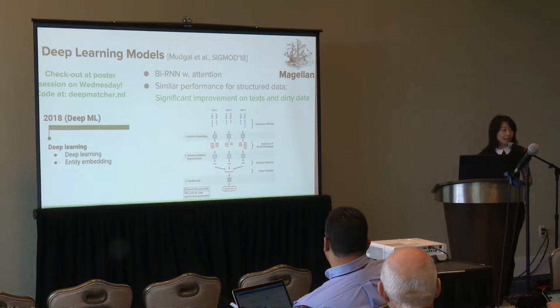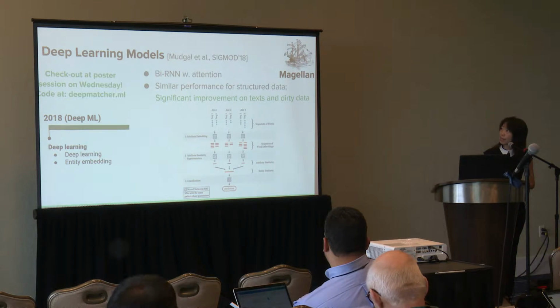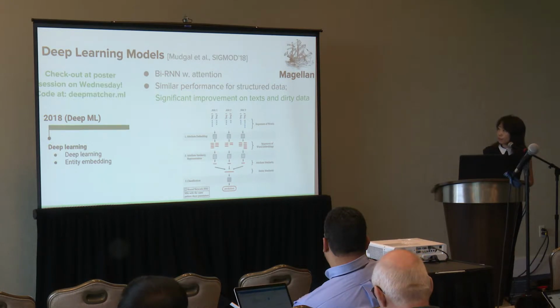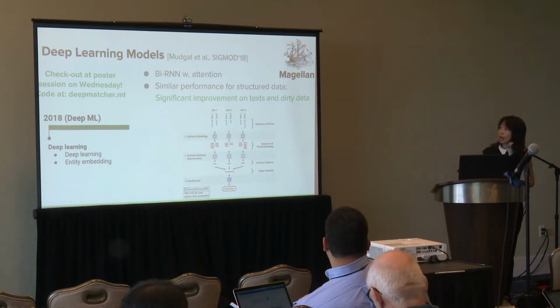So starting from this year, as I mentioned, there have been these deep learning solutions. And this morning, we heard the solution from the Wisconsin team, which is also part of the Magellan toolkit. It applies a bi-directional recursive neural network combined with attention. For all of the attributes, instead of computing the attribute similarity using Jaccard or Levenshtein, it tries to learn how to compute the similarity by first generating a summary of the attribute values and then generating the comparison.